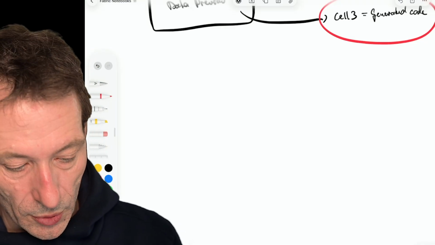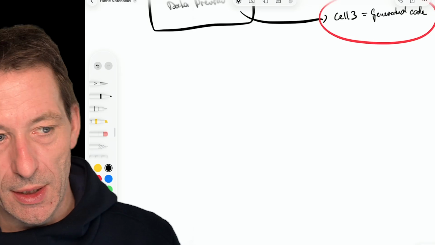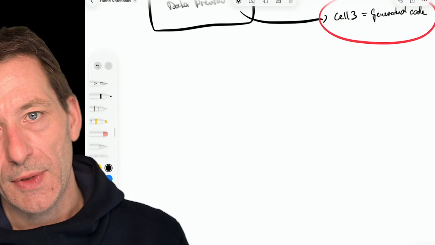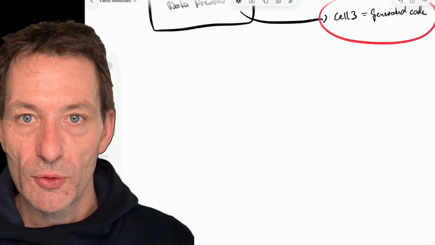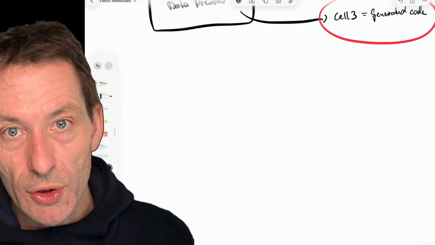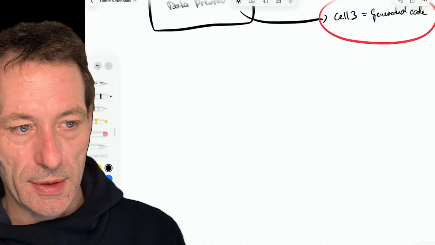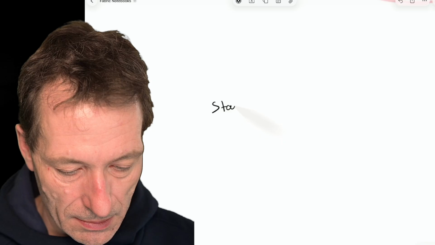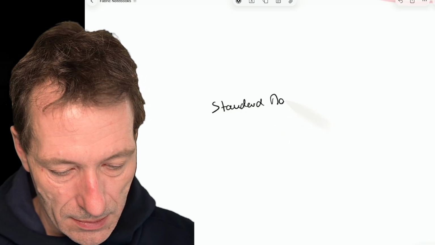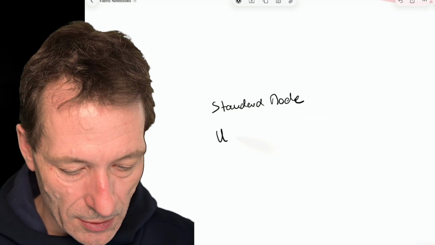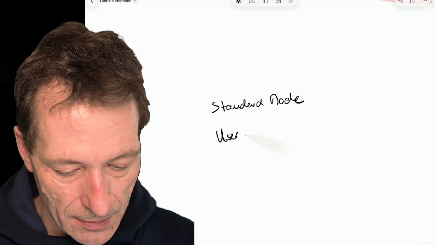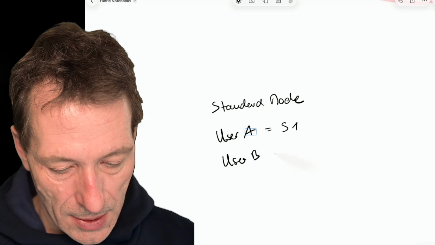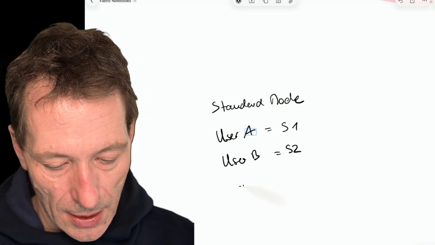When you start a notebook, you might have noticed that a session is started for you. So just imagine you have about 20 people working with Python notebooks. Then you will end up with 20 sessions, which consumes a bunch of resources. So this is a so-called standard mode. Standard mode means user A has session 1, user B has session 2, and so on.